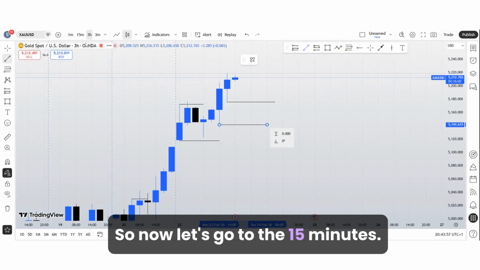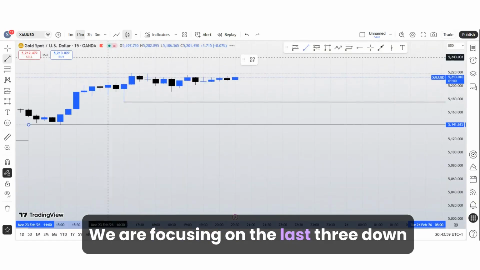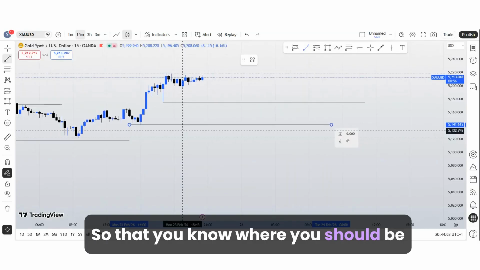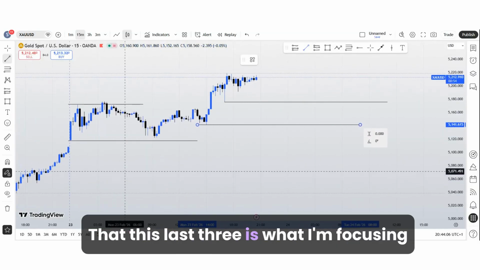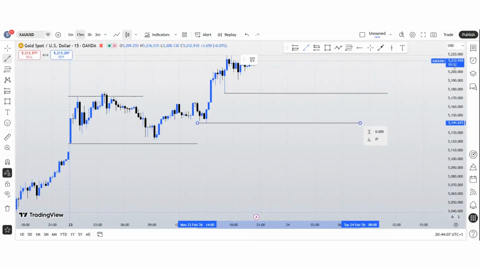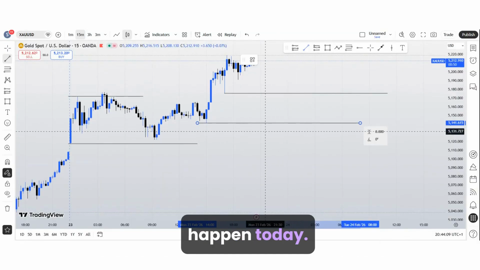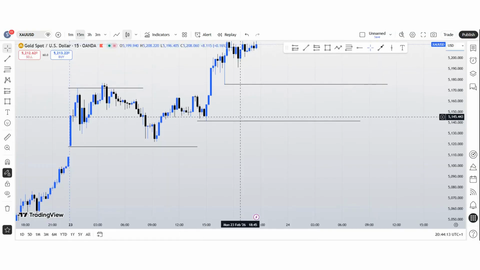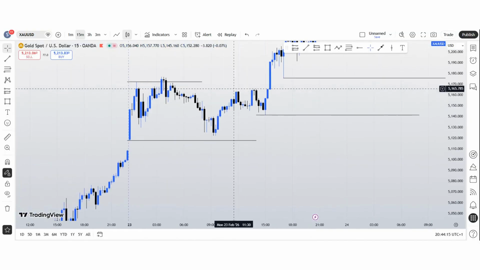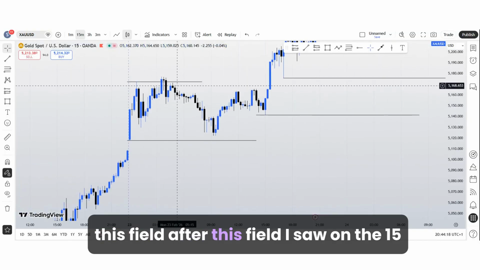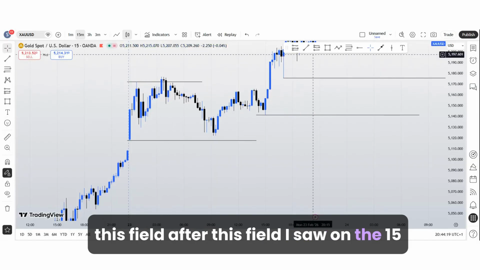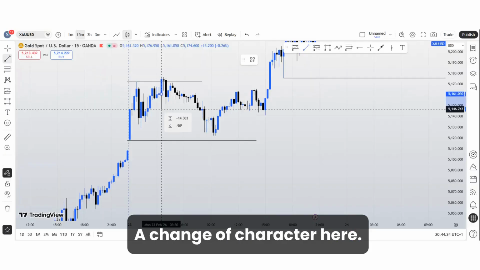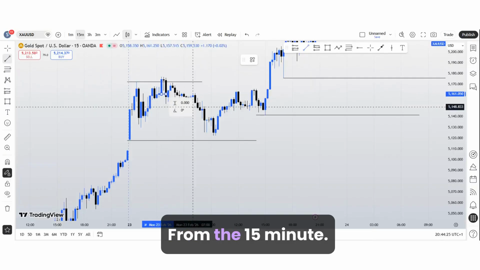So now let's go to the 15 minutes. We are focusing on the last three down line so that you know where you should be looking at. This last three is what I'm focusing on, because those are the ones that happen today, right? So you see this failed. After this failed, I saw on the 15 minutes now a change of character here from the 15 minute.